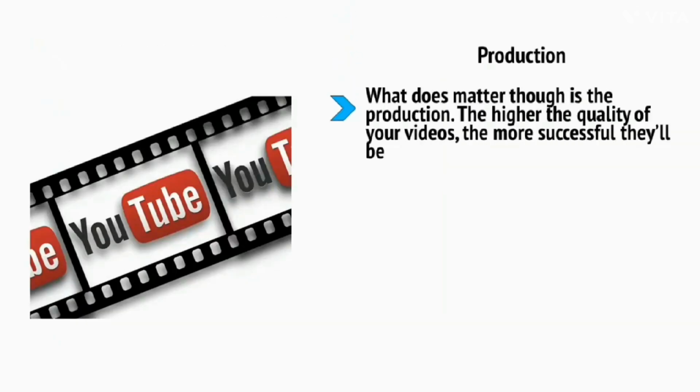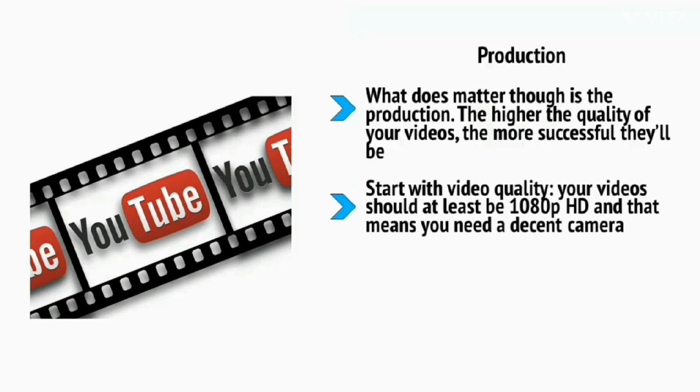Production. What does matter, though, is the production. The higher the quality of your videos, the more successful they'll be. Start with video quality. Your video should be at least 1080p HD, and that means you need a decent camera. Ideally, something like a Lumix with a flip screen so you can see yourself while you record. That said, a smartphone will do fine if it has decent autofocus and a high-quality sensor.